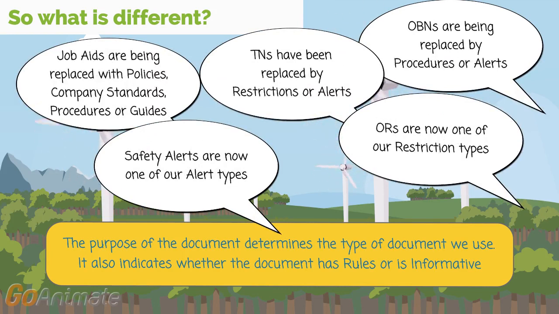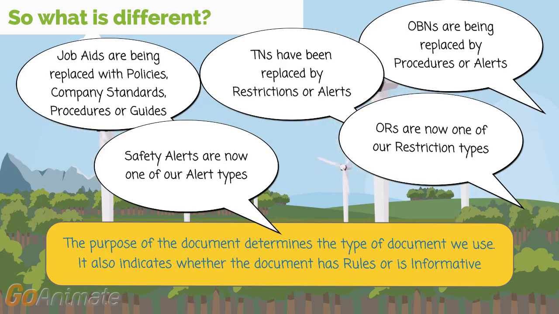So let's look at the new document types in relation to what you would have been used to in the past. In reality, many of our documents were a mix of the new document types, which made it confusing for users, as we were not always aware how a document applied to us. But as a general rule, job aids are now being replaced by policies, company standards, procedures or guides. If they contain rules in relation to what we do, they are policies or company standards. If they contain rules about how we do a task, they are procedures. If they contain information only, they are guides.